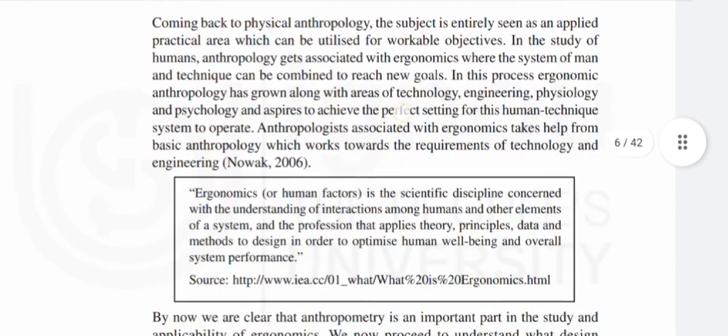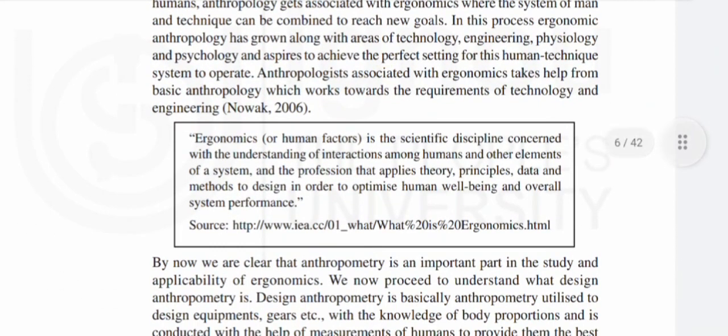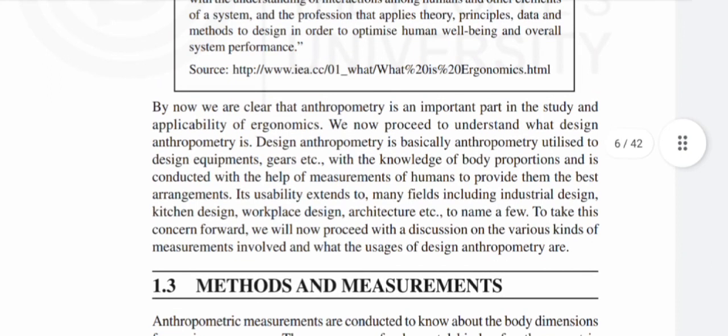Novak, 2006. Ergonomics, or human factors, is the scientific discipline concerned with the understanding of interactions among humans and other elements of a system, and the profession that applies theory, principles, data, and methods to design in order to optimize human well being and overall system performance. By now, we are clear that anthropometry is an important part in the study and applicability of ergonomics.